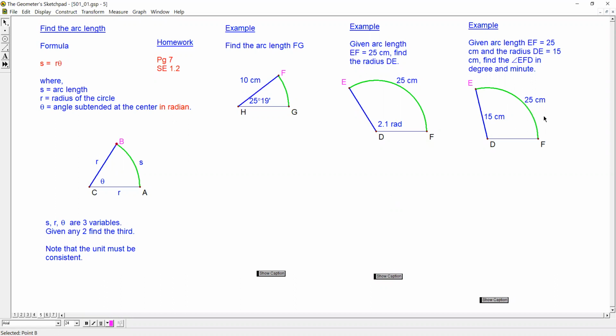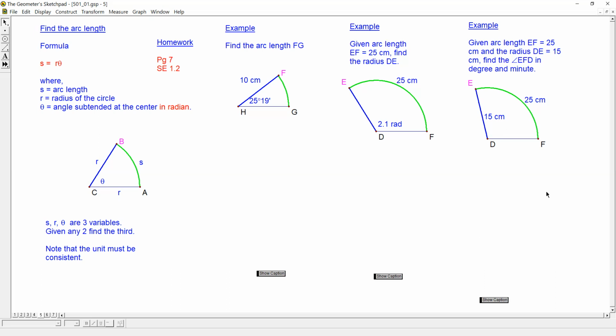If you look at this last example, we are given the radius and the arc length. What do you think they want us to find? Surely they ask us to find the angle. So you need to find the angle.